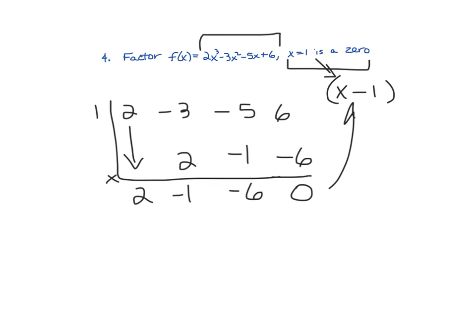So this is where I add the variables back in. X squared, x, again, constant remainder. So now I have 2x squared minus x minus 6. I now have a quadratic equation that I can factor.